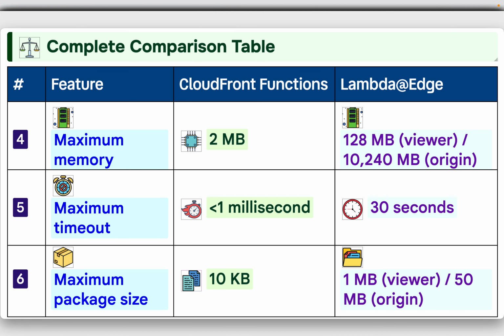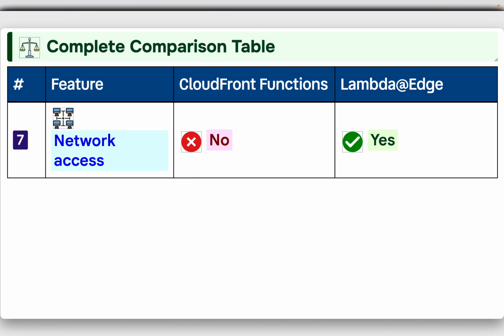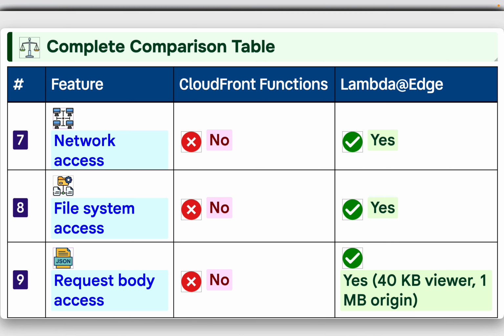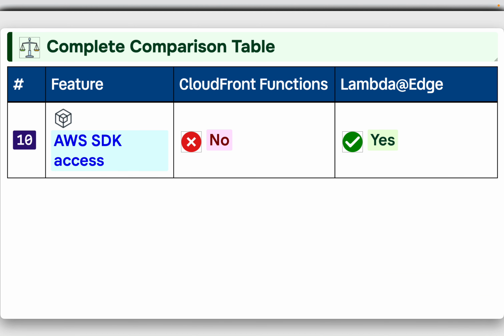Maximum packet size. CloudFront functions are limited to 10 KB. Lambda at Edge allows 1 MB for viewer triggers and 50 MB for origin triggers. Network access. CloudFront functions have no network access to the internet. Lambda at Edge has full network access. File system access. CloudFront functions have no file system access. Lambda at Edge allows access to the file system. Request body access. CloudFront functions have no access to the request body. Lambda at Edge allows access up to 40 KB for viewer and 1 MB for origin triggers.